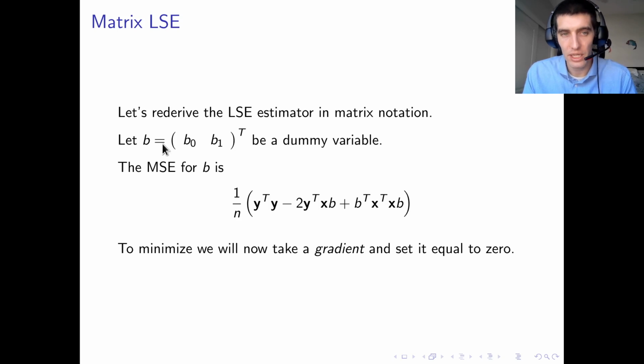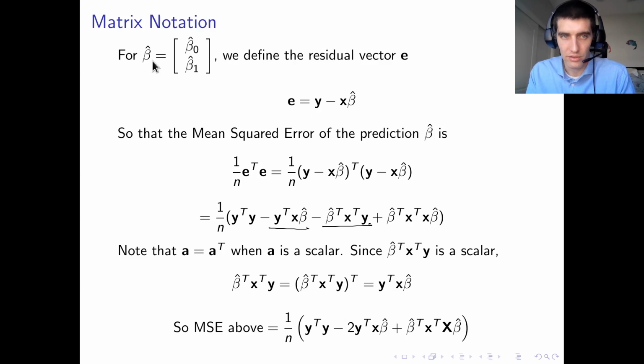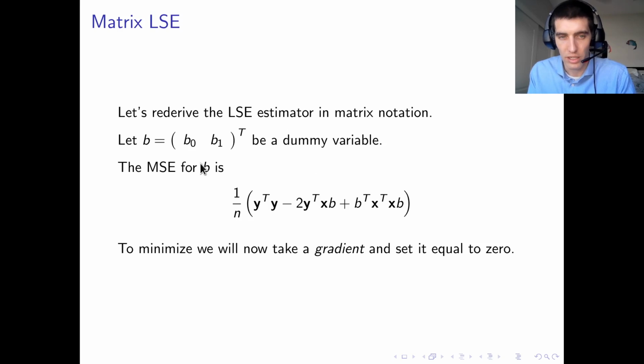Okay, so we're going to let b, instead of having a dummy variable, have dummy variables b0 and b1 as we did in the simple linear regression lecture. We're going to let b be a dummy vector this time. And so the mean squared error for the estimate b, as we discussed in the previous slide, we had this estimate beta hat, and reduced it down to this expression. And so if I plug in this dummy variable b, the mean squared error for that estimate is this expression. Okay. And so to minimize this mean squared error, we're going to take a gradient with respect to b and set it equal to 0.